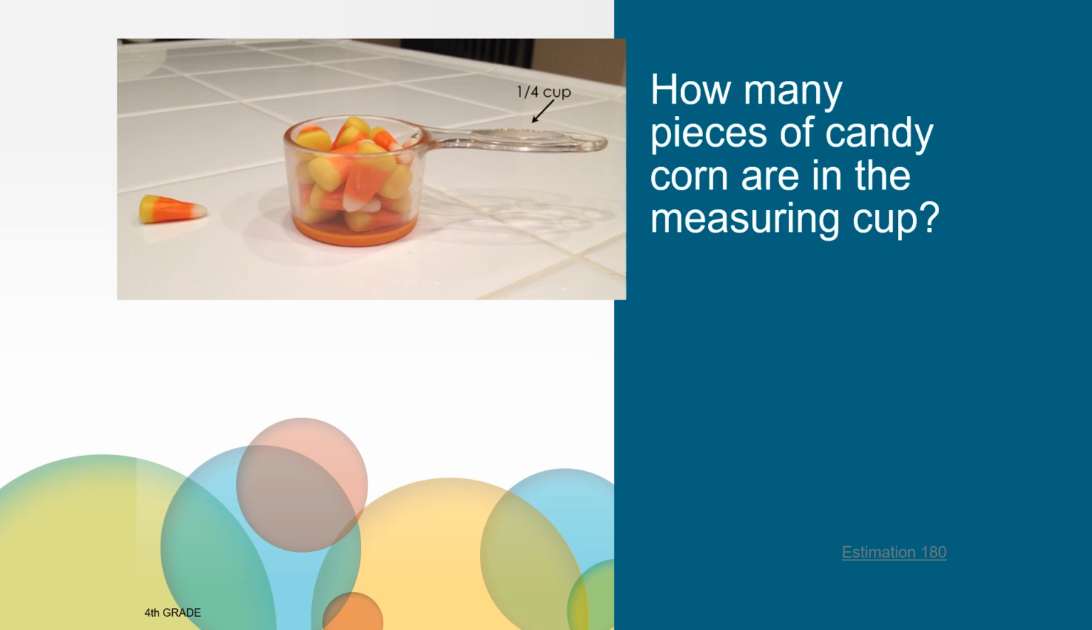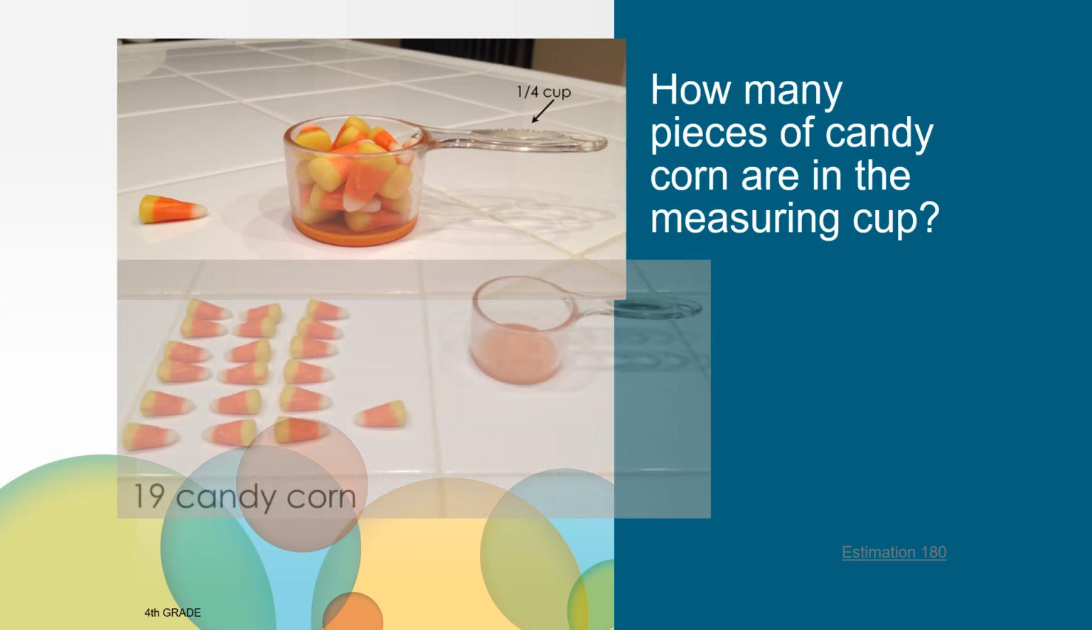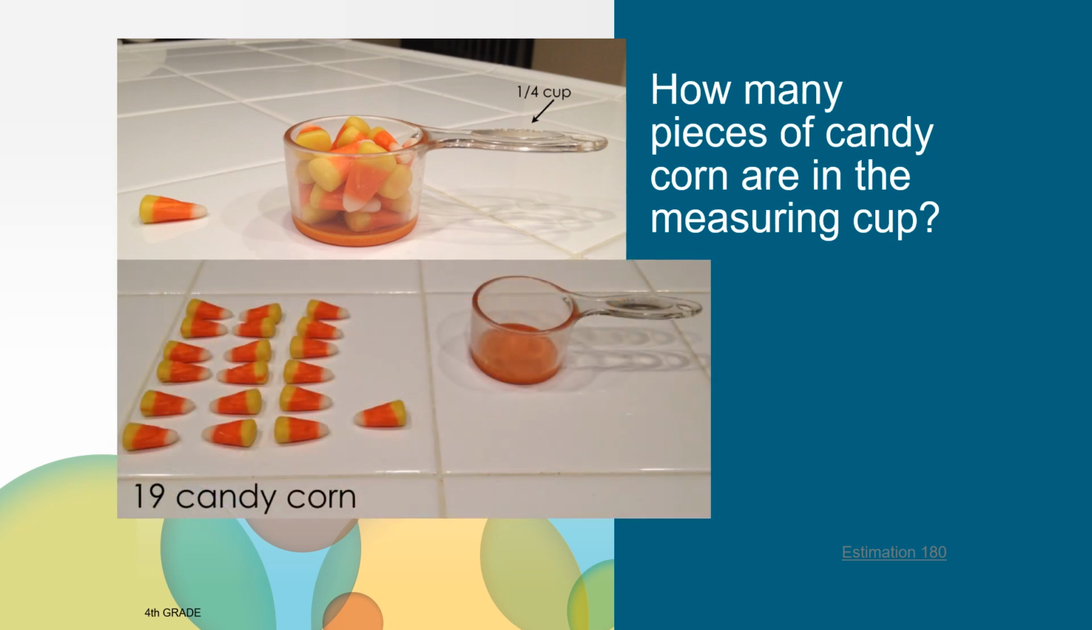I can see that there are about 10 candy corns that I can count. I know there are some underneath and on the back of the measuring cup that I can't see. So I think anything less than 10 is an estimate that's too low. I think that 50 is too high of an estimate. So my estimate is 20. What is your estimate? There are 19 candy corn in the 1/4 measuring cup.